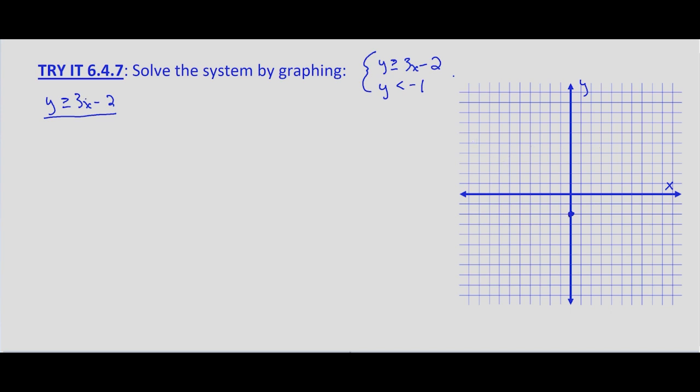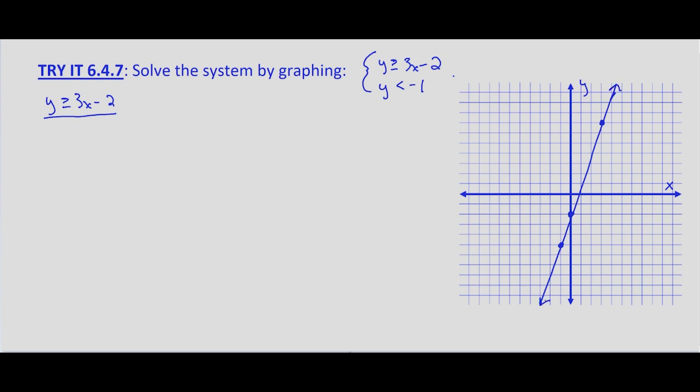At 3, let's take it out a ways. So 3 times 3 is 9 minus 2 is 7. So 3, 7. And then let's go with negative 1. That's going to be 3 times negative 1 is negative 3 minus 2 is negative 5. So negative 1, negative 5. And then connect the dots in this case again with a solid line. Try to get that straight edge moved a little over. So here's the boundary line for our first inequality.